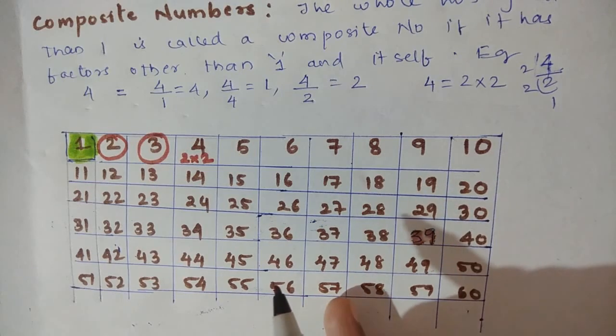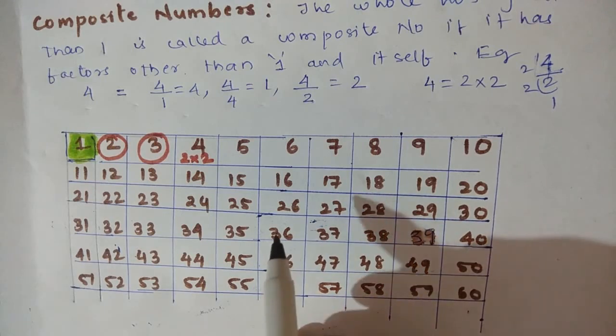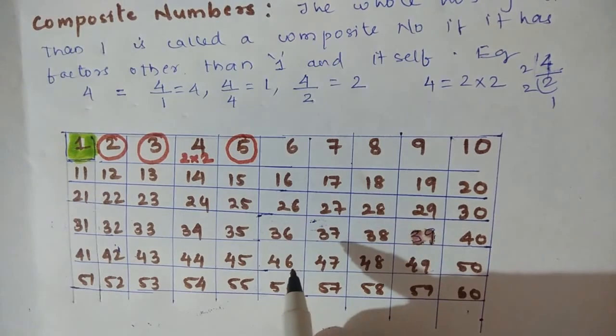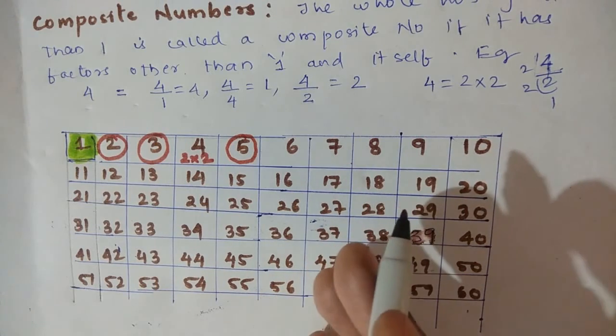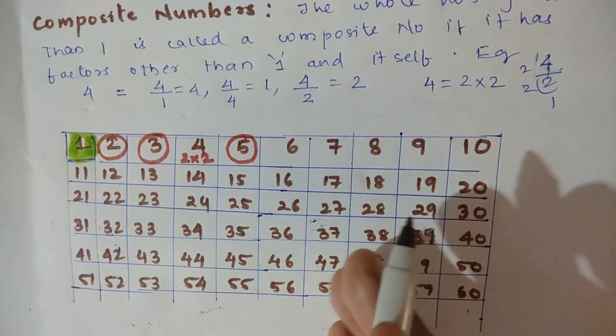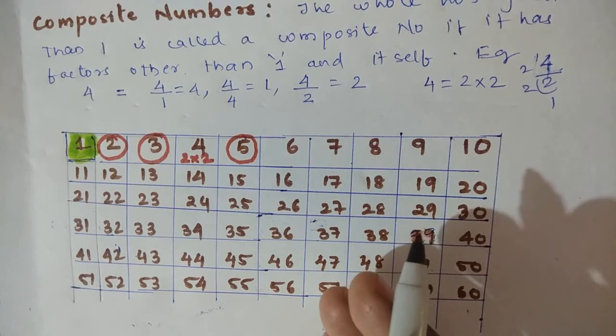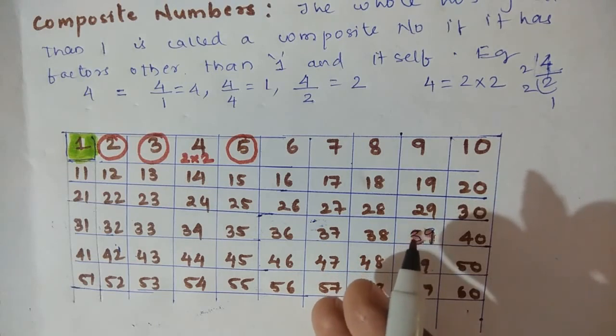Again 6. What about 6? 6 you can write as 2 into 3 or 3 into 2. So 6 will be what type of number? Therefore 6 will be a composite number because it will have factors 1, 2, 3 and itself, that is 6. Okay, right? So this is how we define a composite number.